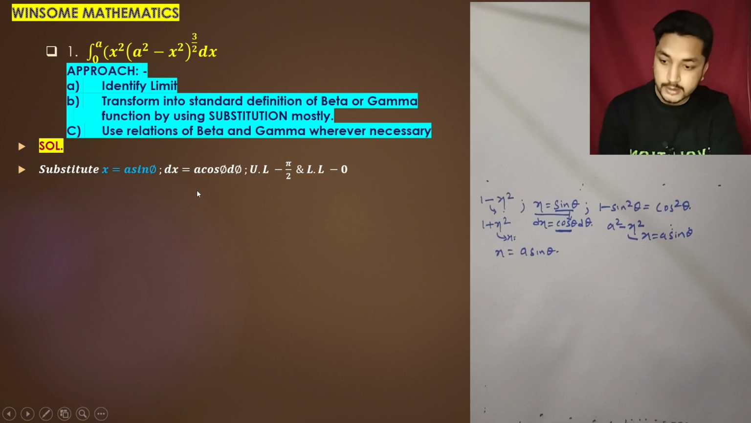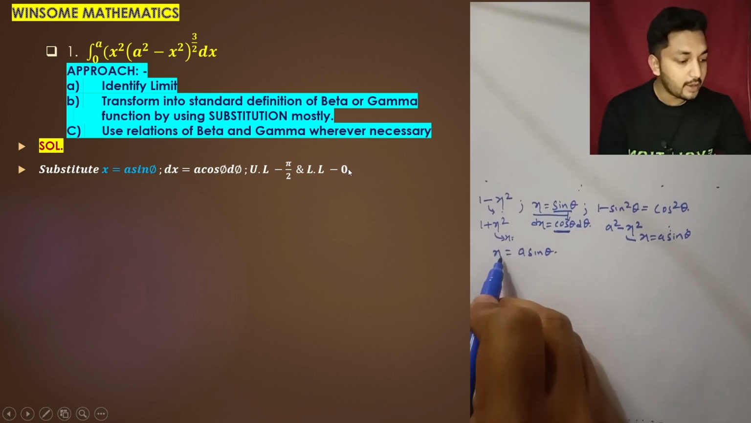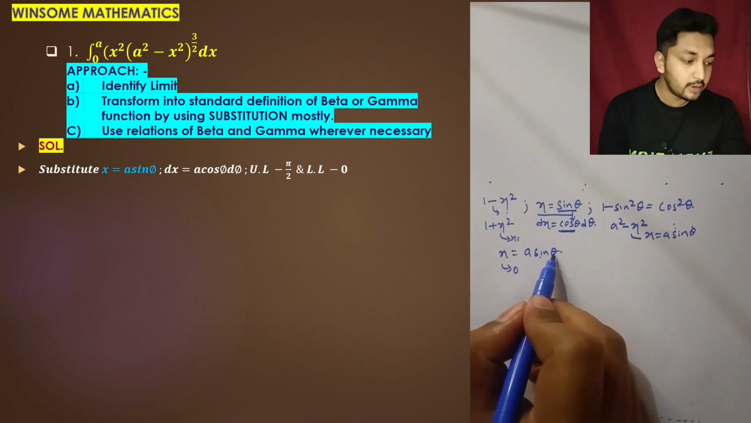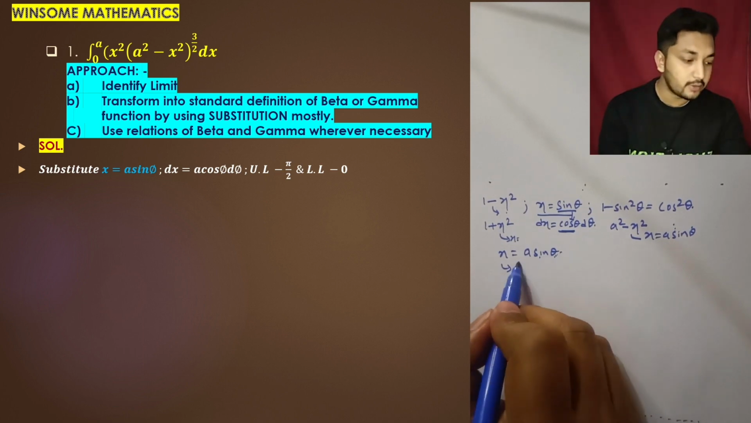Yes. Here check it. x is equal to a sine phi. You can substitute phi or theta, you can take it. Okay. This is a variable. So simple. dx is equal to a cos phi d phi. Clear? And UL, that is pi by 2, and LL means lower limit here. Sorry, UL means upper limit and LL means lower limit. Upper limit is pi by 2 and lower limit is 0. It's obvious that when x is equal to 0, sin theta is equal to 0, so theta is also 0. This is the lower limit.